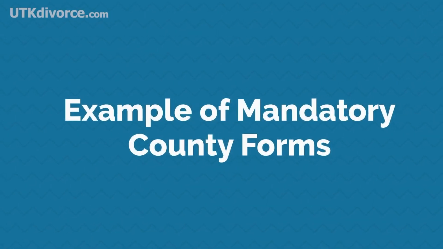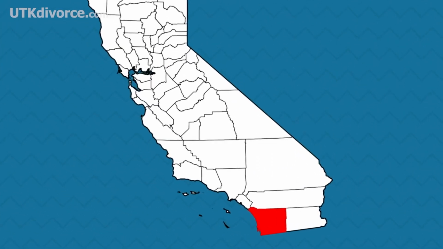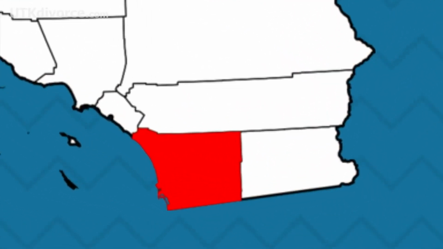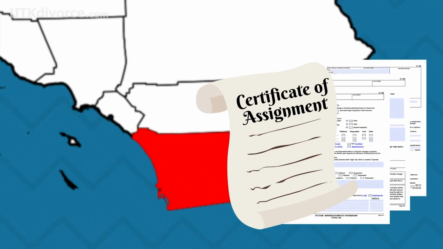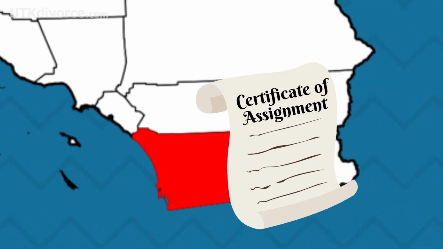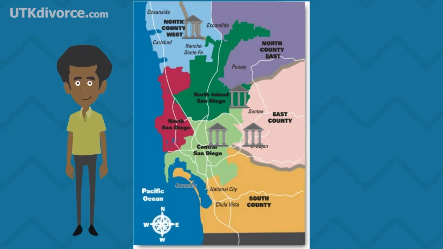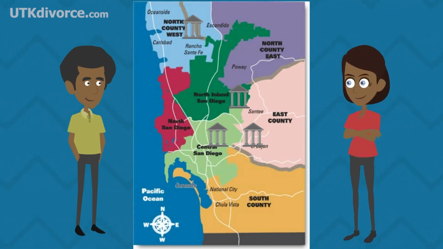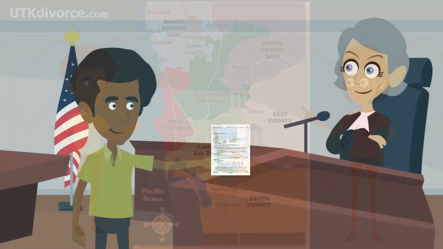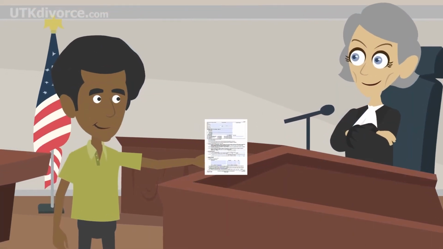Example of mandatory county forms. The County of San Diego requires that in a dissolution proceeding, a family law certificate of assignment be filed in the initial family law packet. Because San Diego County is a large county, it assigns its cases by subdivisions within the county to a specific family law court in that subdivision. The petitioner certifies that the petitioner or respondent lives in the county subdivision where the case is assigned. This form must be filed in all new San Diego County family law cases.